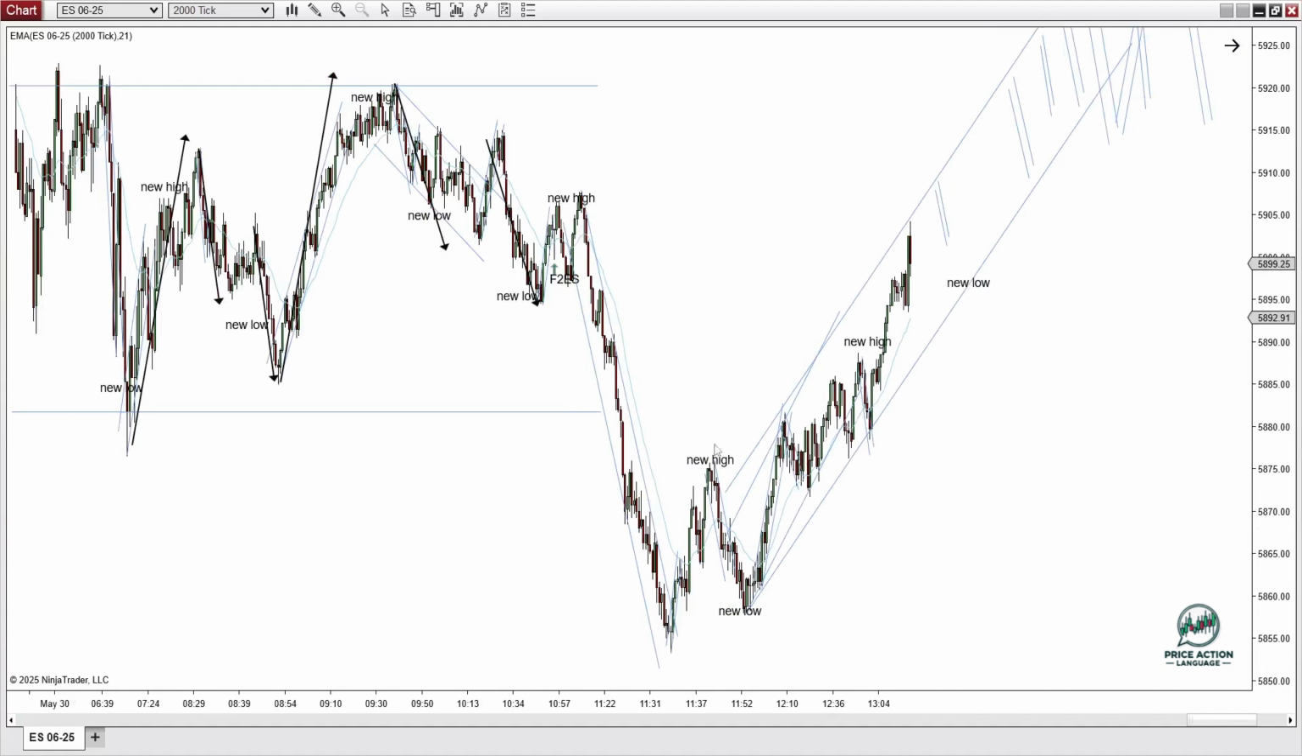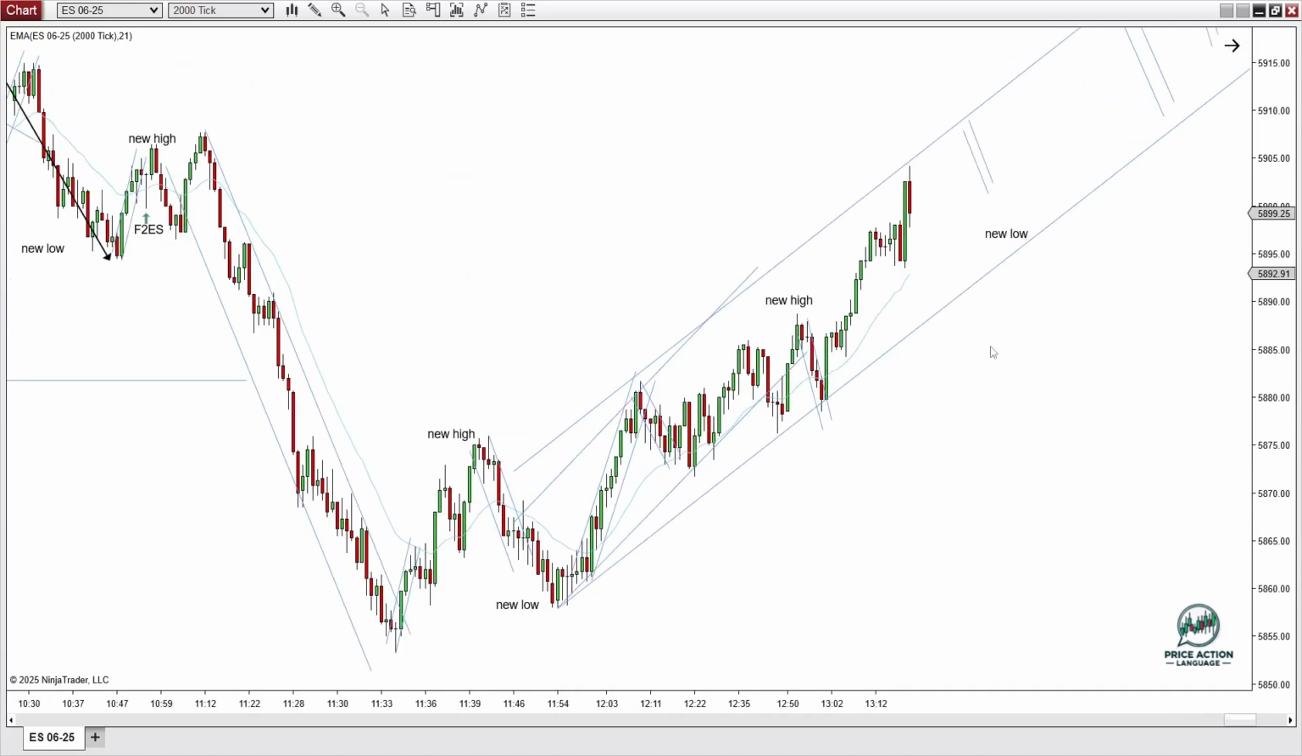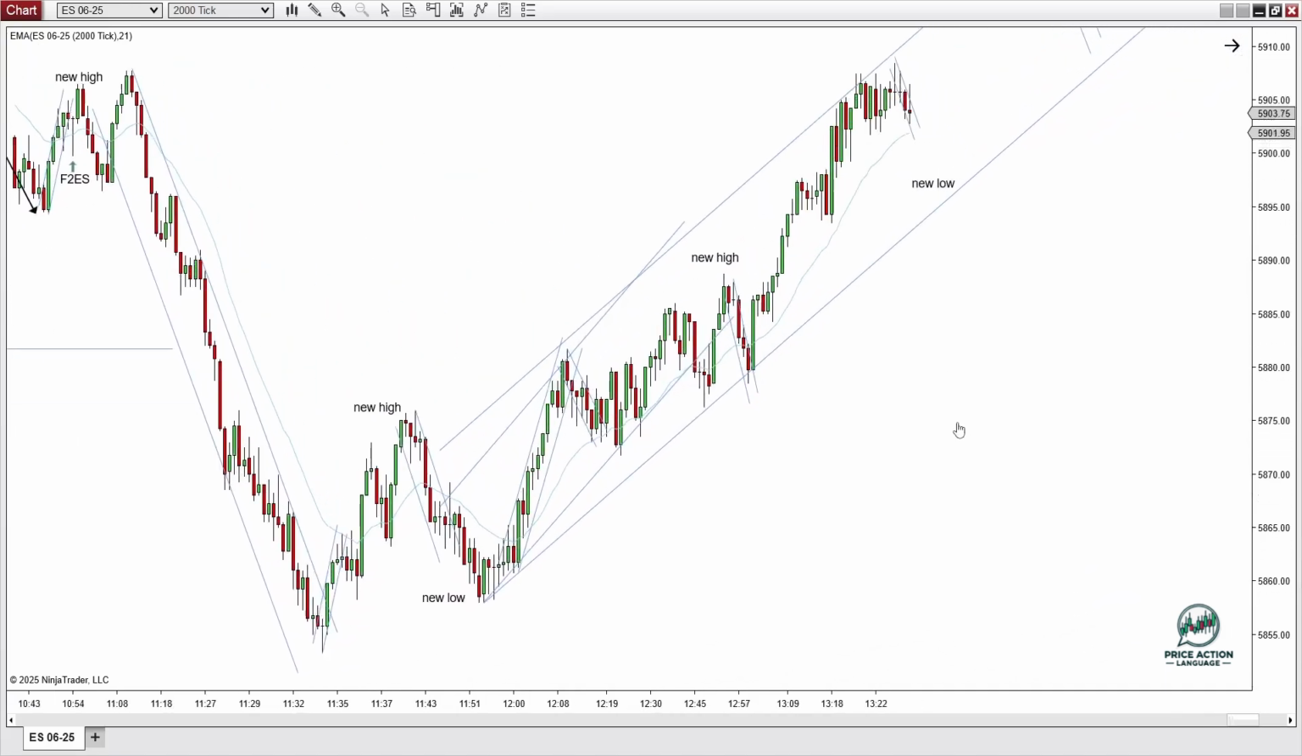So we started in a range market cycle. We shifted to a downtrend market cycle, an attempt to create a new extreme of the downtrend here. And now we're shifting into a bullish market cycle. So now this bullish channel is in play, and I'm looking for some second entry long at the EMA.